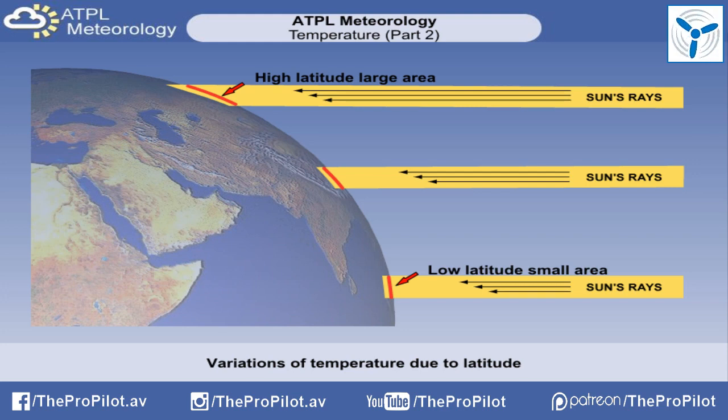It is interesting to note that compared to the distance between the Sun and the Earth, the slightly greater distance between the poles and the Sun, compared to the equator and the Sun, is negligible.